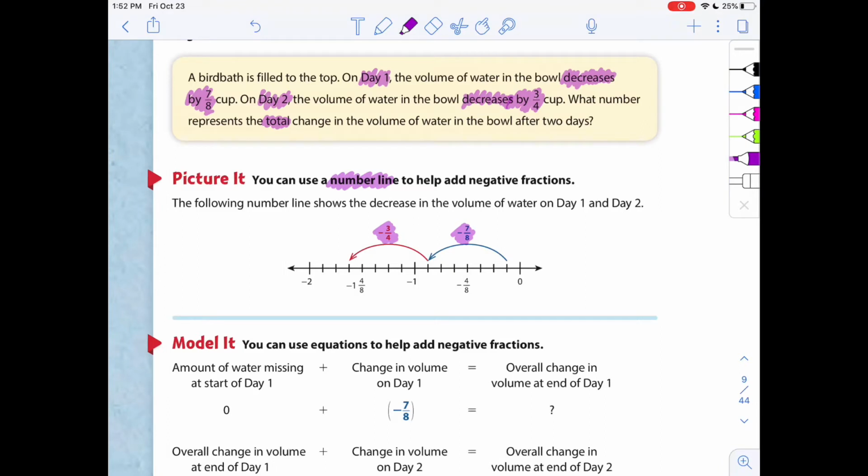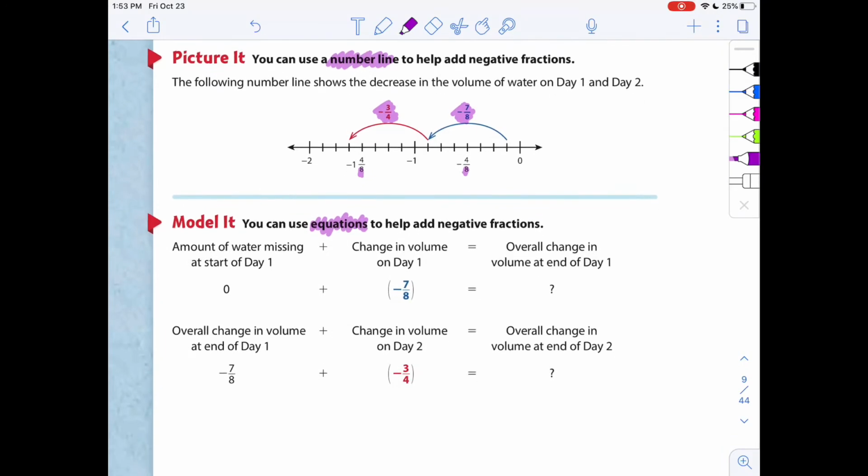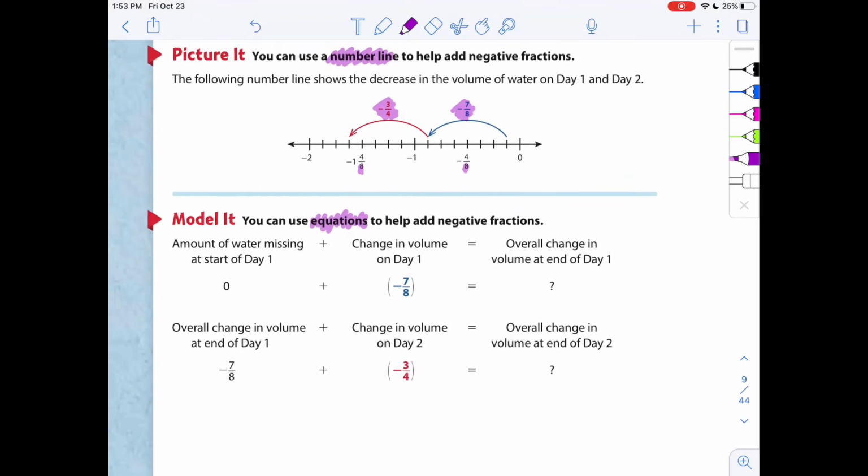If you notice, the number line is divided this time into 8 units because our denominator is 8. So making sure if we're using that number line method, especially with fractions, that we have our number line divided into the correct number of units. We can also use an equation to help us solve this. If we use an equation, remember we're trying to find the total. So total means we would be adding.